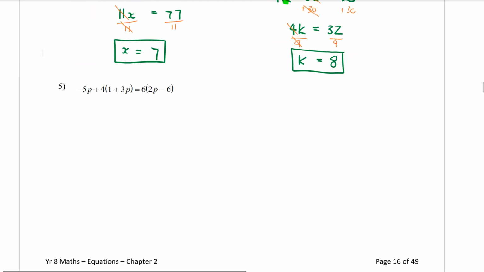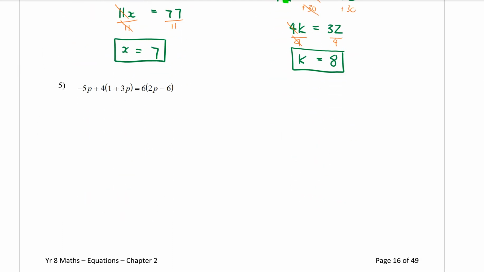Question 5, definitely the hardest one we've got here. We want to expand the brackets first. So the minus 5p is not part of the bracket, okay? The 4 needs to multiply by each thing in the bracket. So 4 times 1 is 4, plus, then I do 4 times 3 is 12p. Then I have an equal sign. Expand the second bracket. 6 times 2p, 6 times 2 is 12p. Minus sign. 6 times 6 is 36.